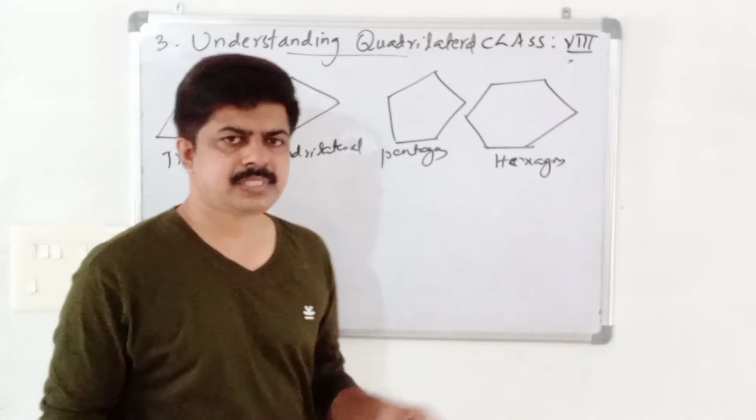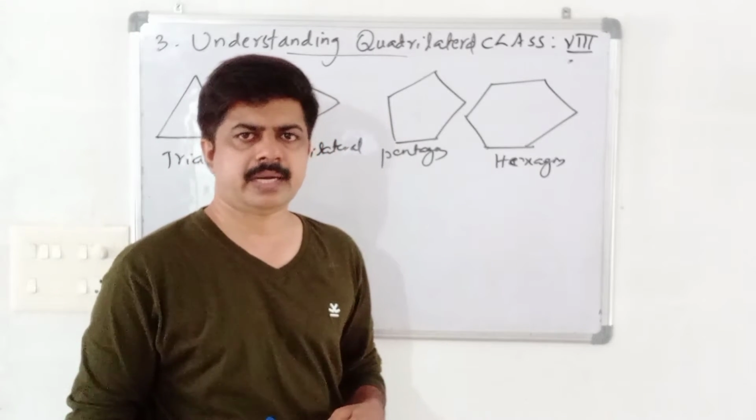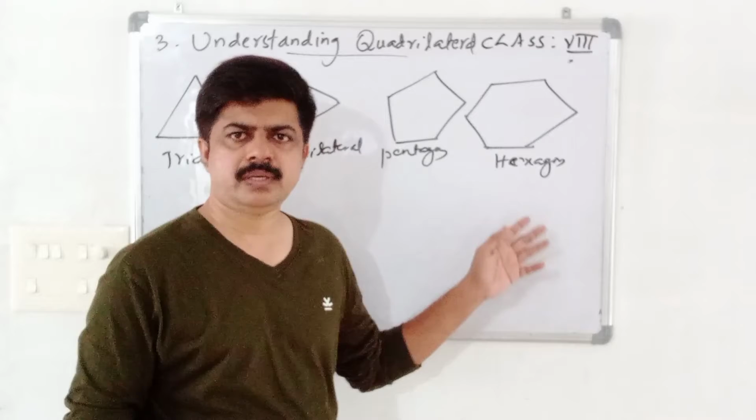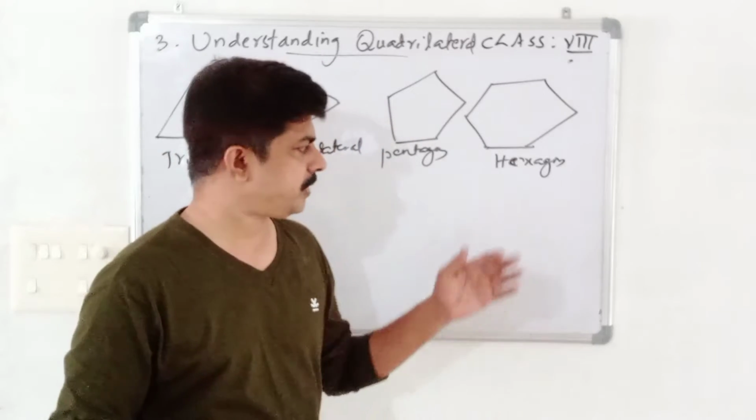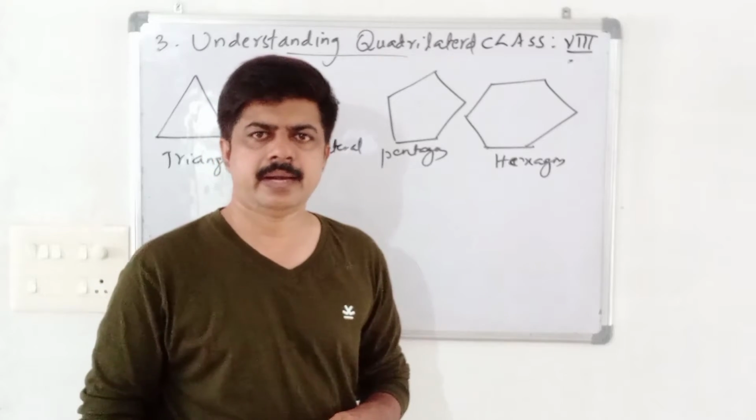A polygon with seven sides, what is it called? It is called a heptagon. A polygon with eight sides is called an octagon. A polygon with nine sides is called a nonagon. A polygon with 10 sides is called a decagon.